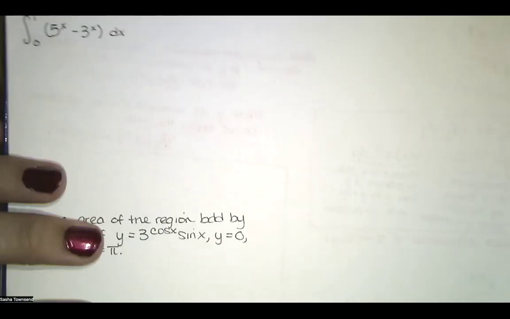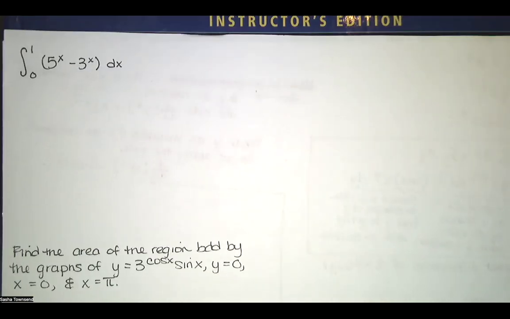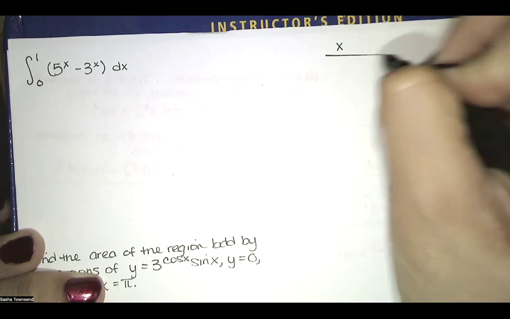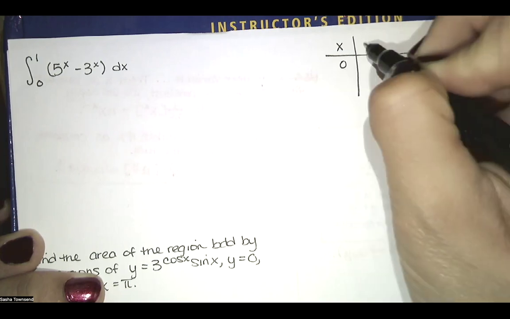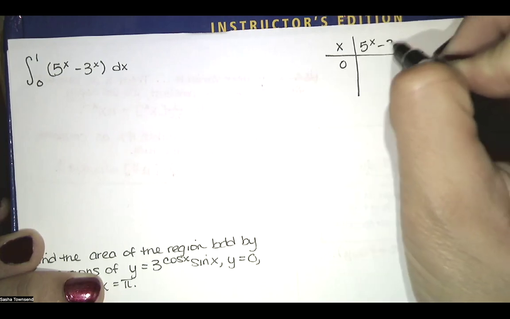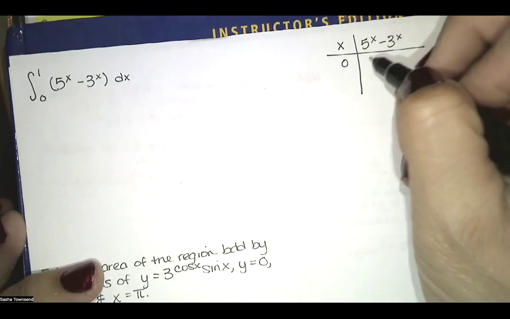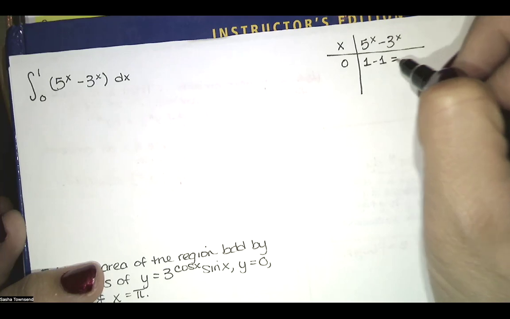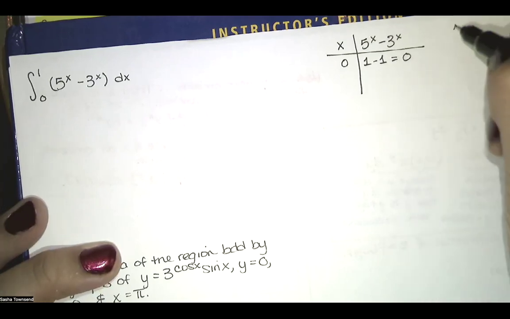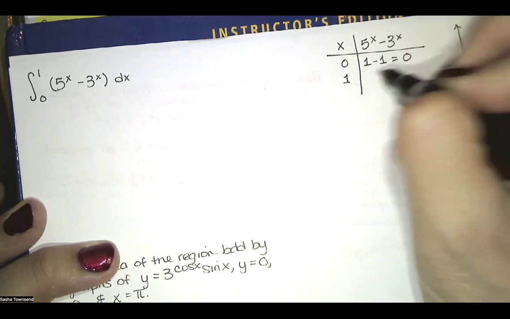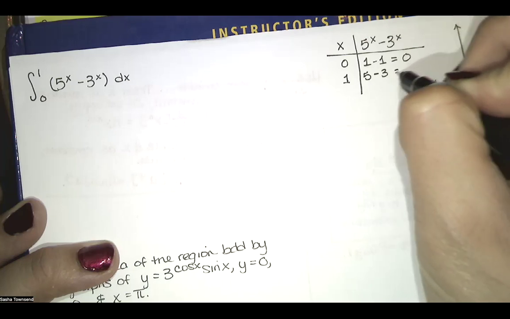Now on this one, 5 to the x minus 3 to the x, I don't really know what that looks like. But I know that when x equals 0, y equals 5 to the x minus 3 to the x is 5 to the 0 minus 3 to the 0. So it's just going to be 1 minus 1, which is 0. And then when x equals 1, we'll have 5 to the first minus 3 to the 2.